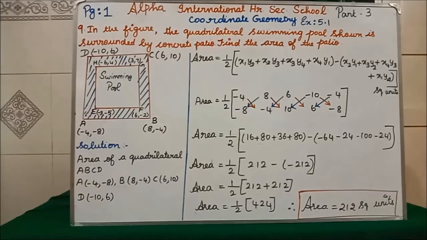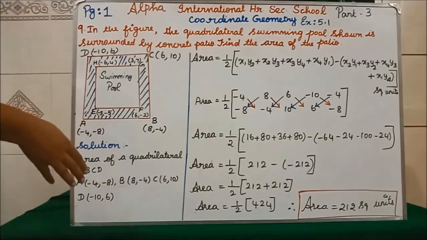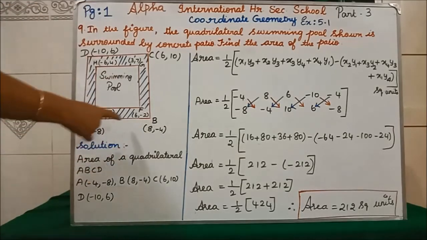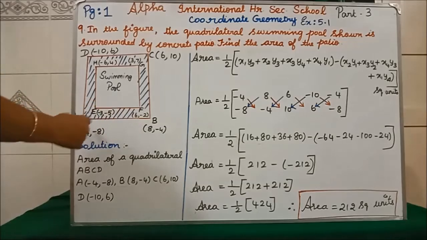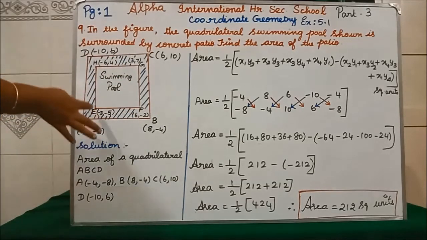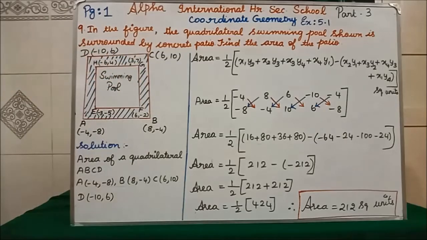See, in this page number 1, 9th problem, I have found only the area of quadrilateral ABCD. In page number 2, we will find EFGH. Clear? Now see the solution.